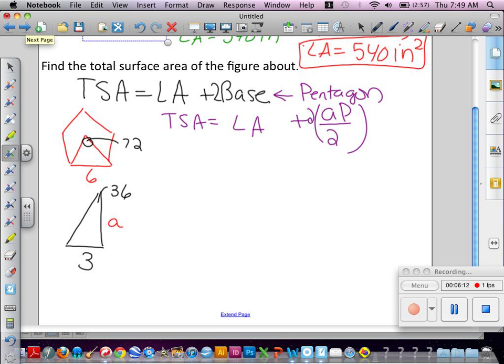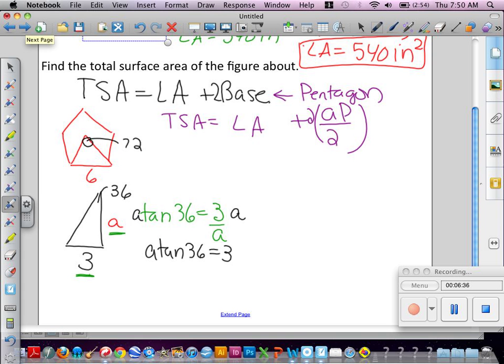So I need to use my trig. This is opposite, that's adjacent. So I'm going to use tangent. 36, opposite is 3, adjacent is A. Using our algebra, multiply by A. Now you have A tangent 36 equals 3. And so now go ahead and divide by tangent 36. A equals, punch this in on your calculator, 3 divided by tangent of 36.